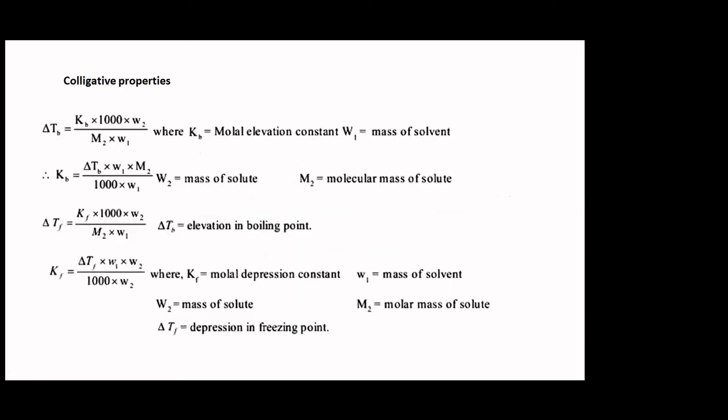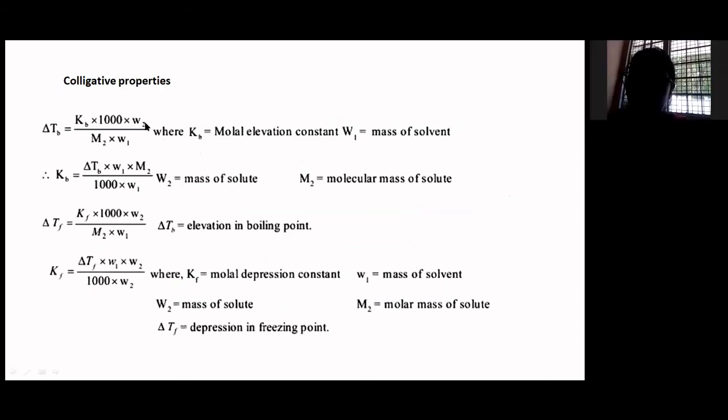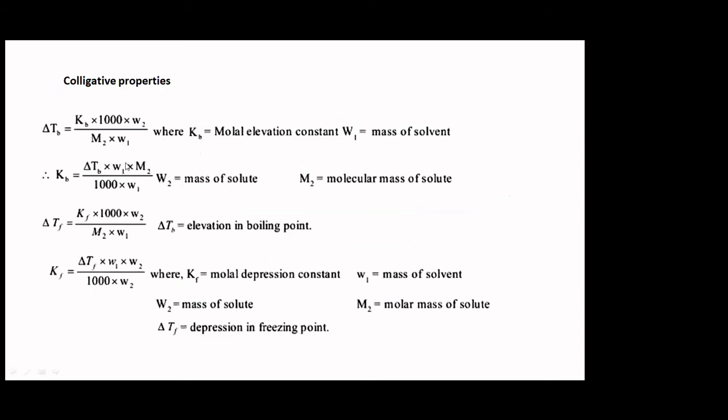Then coming to the colligative properties, those properties which depend only on the number of particles, not on the nature of the solute or solvent. So in this case, you have 4 of them: relative lowering of vapor pressure, elevation in boiling point, depression in freezing point, and osmotic pressure. They're all colligative properties, generally used for the determination of molar mass of the solute. Okay? So these are all the various equations.